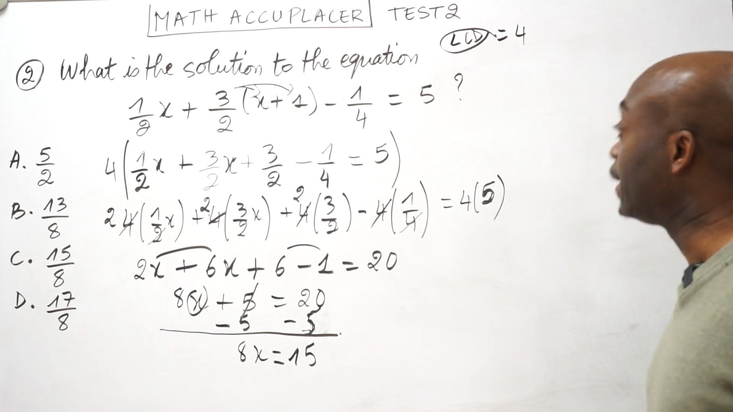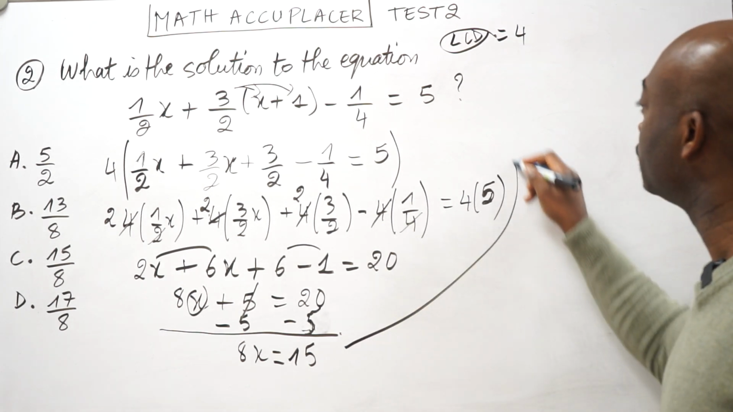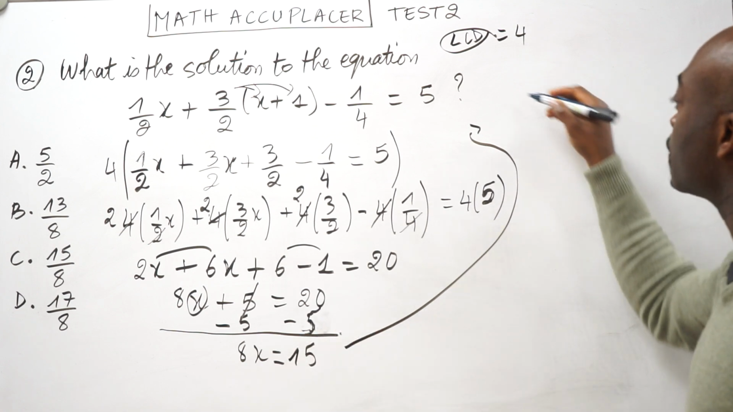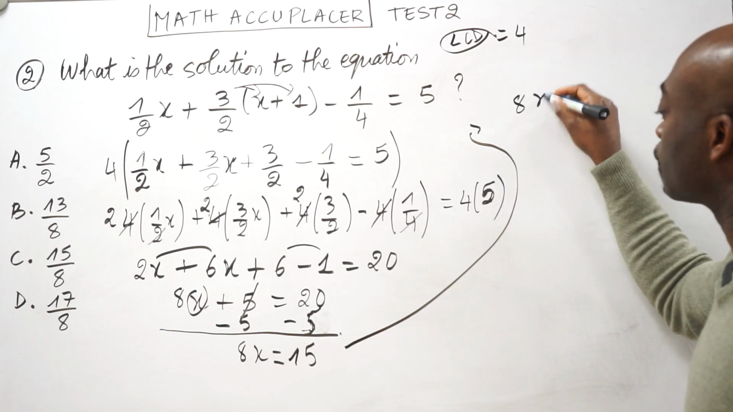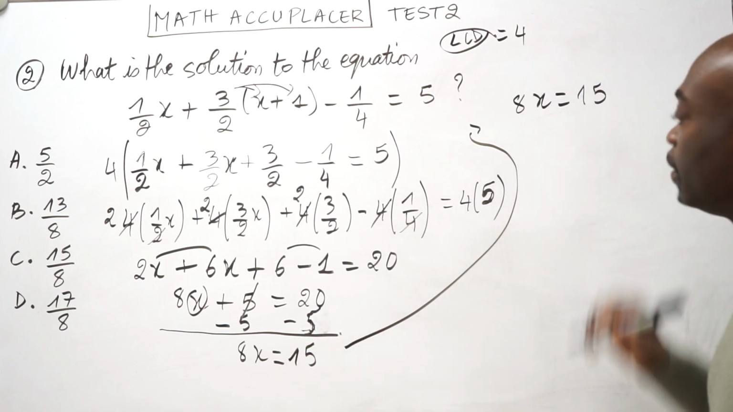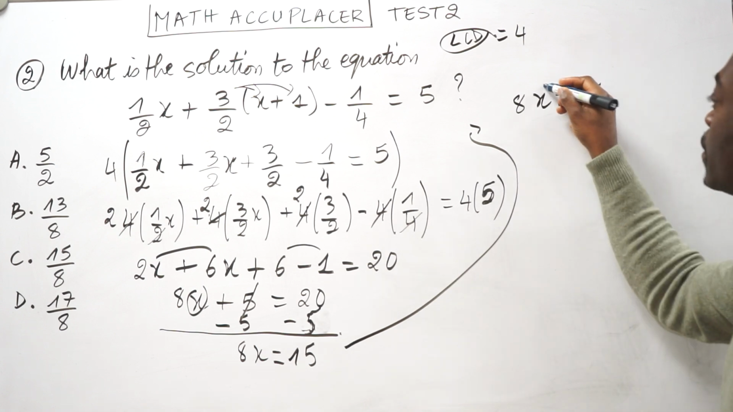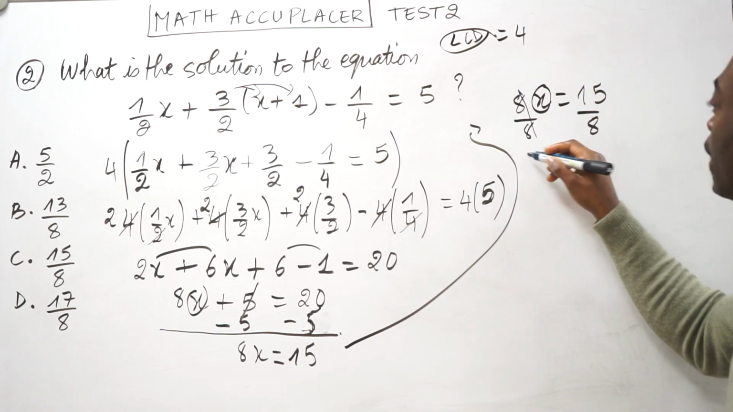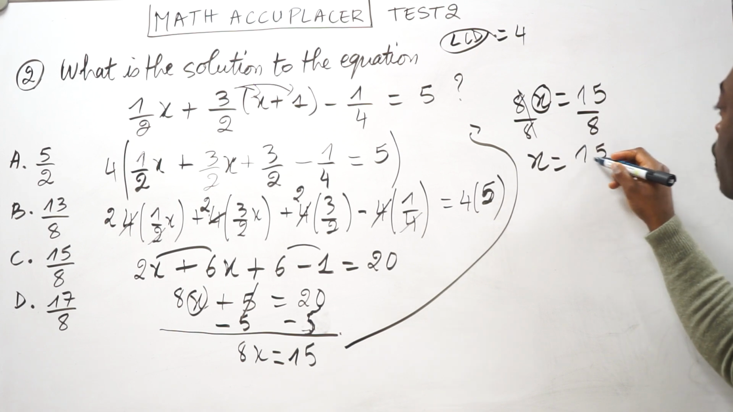All right? And then we can carry this one here. Just to finish with. So we have 8x equals to 15. And then to finish with that, we're still solving for x. We divide by 8 and 8. x equals to 15 over 8.